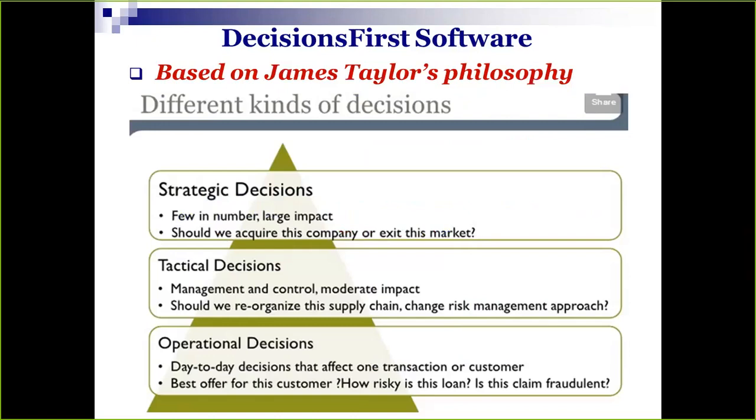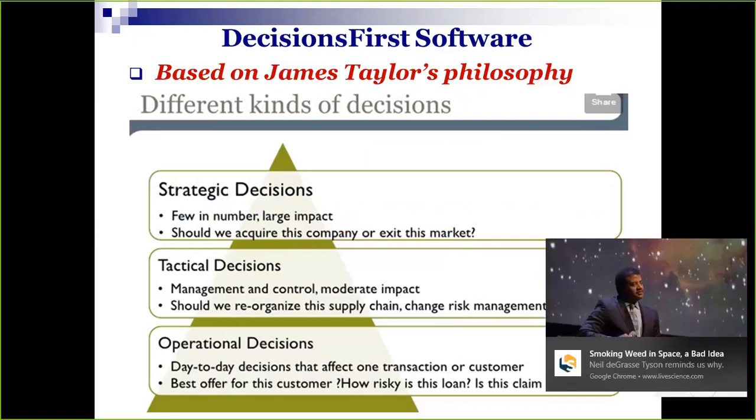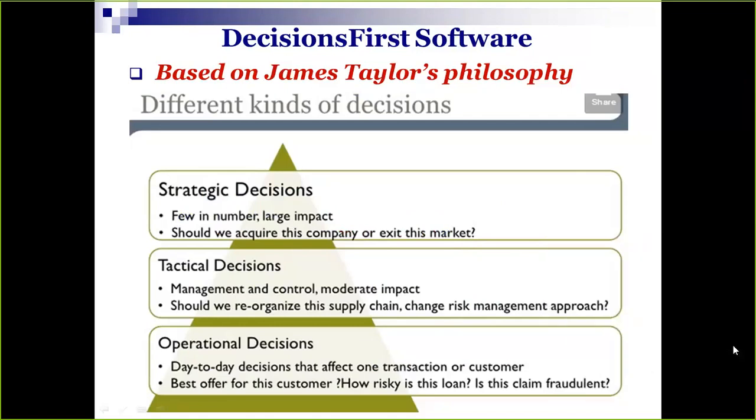And then last but not least are operational decisions. These are the day-to-day decisions. They occur frequently, over and over and over. They're somewhat routine in nature, and each of them has only a very small impact on the bottom line, but collectively, because there are so many of them made so frequently, they have a significant impact on the bottom line.